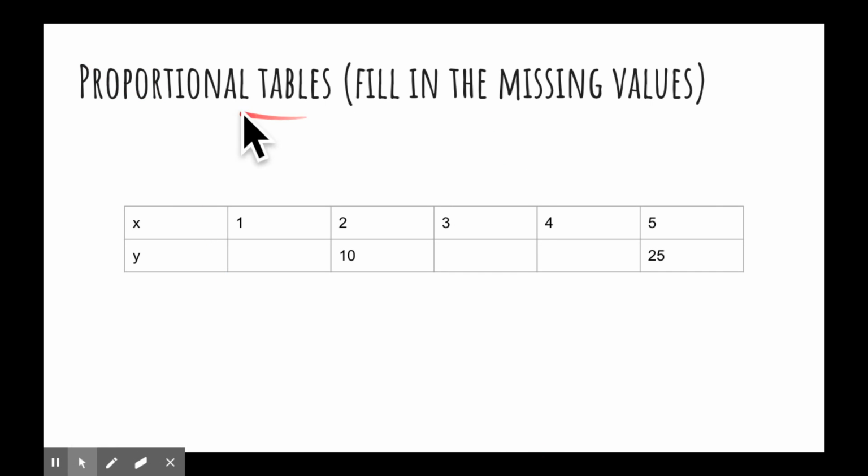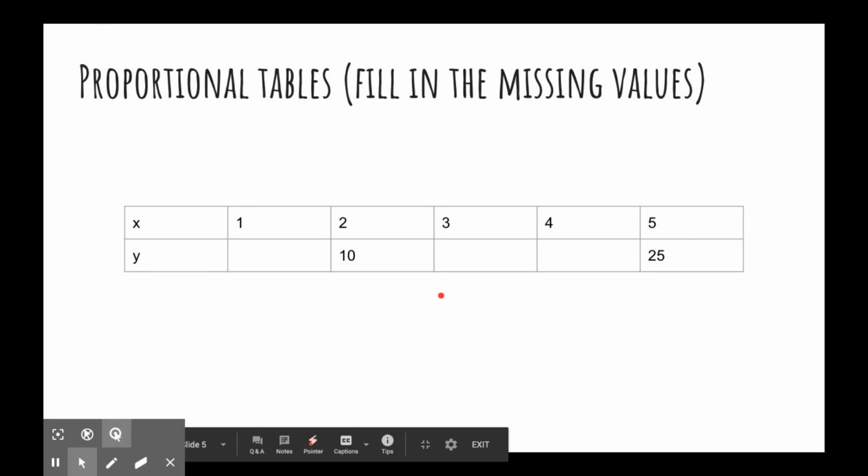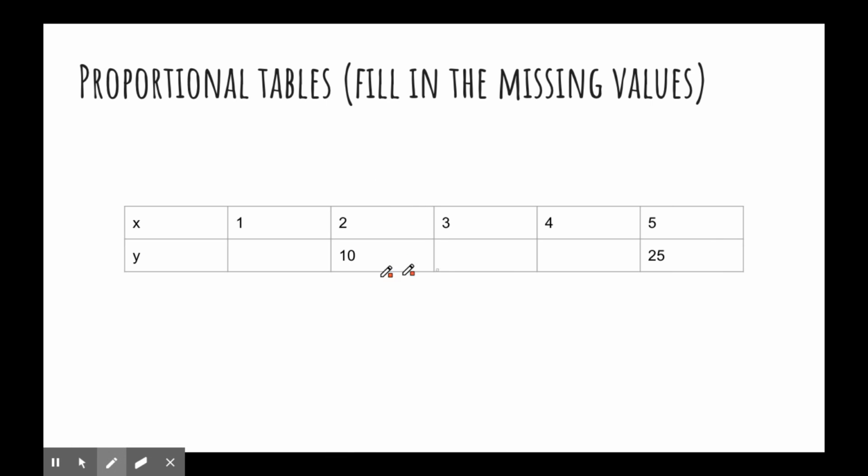Here, we're able to fill in missing values. And so if we know that this is proportional, then we have to look and say, okay, what is the constant? What's the relationship between 2 and 10? What's the relationship between 5 and 25? Well, that constant is 5. So I can fill in my table using that constant.